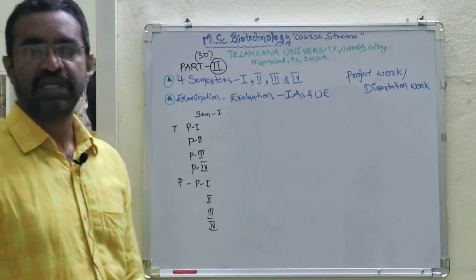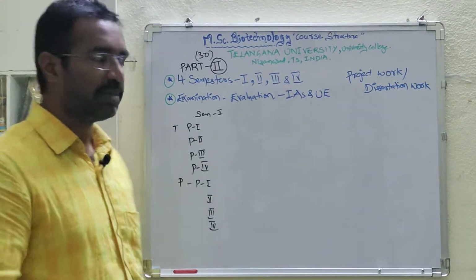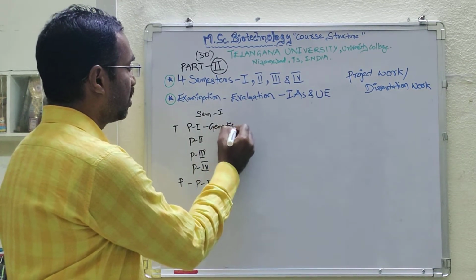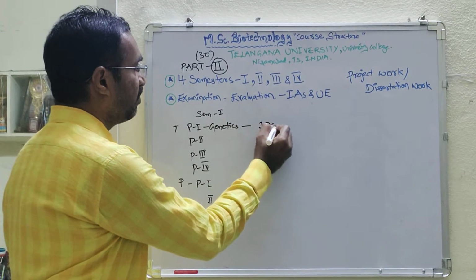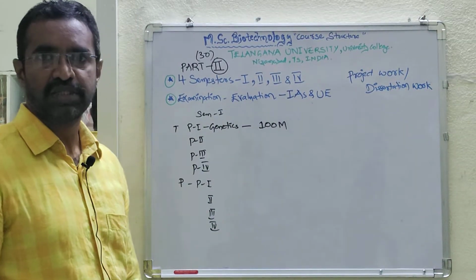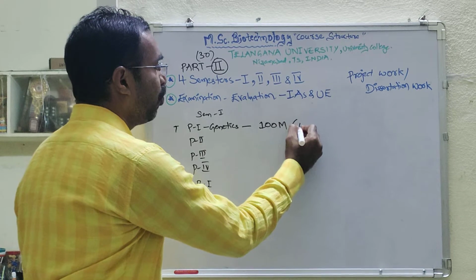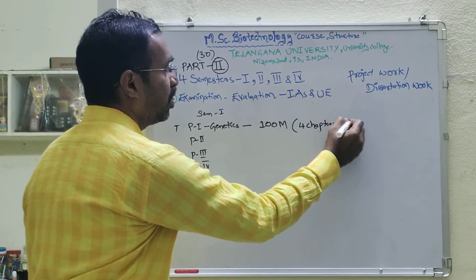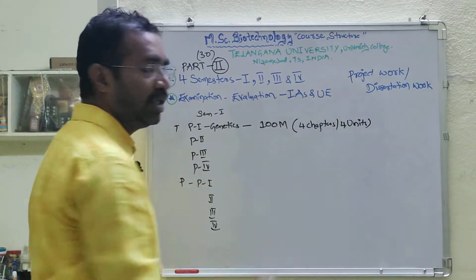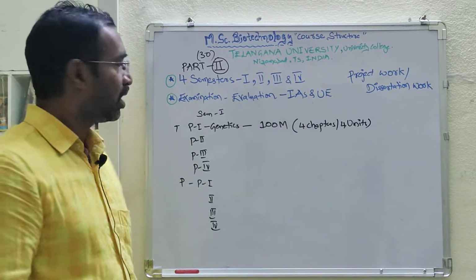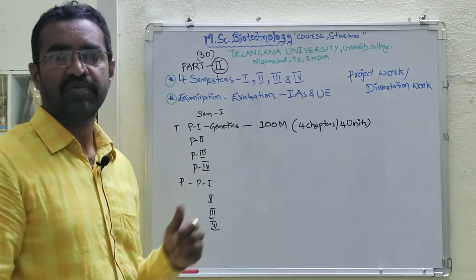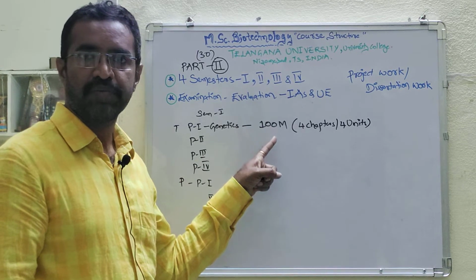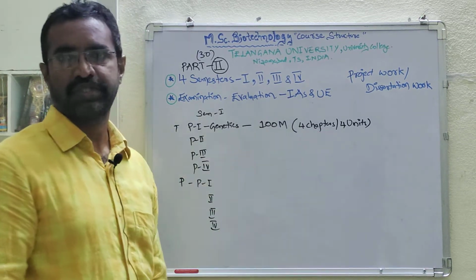If you see the further details of the papers, the first paper is going to deal with genetics. Each paper is evaluated for 100 marks, and each paper has 4 chapters, which we can also call 4 units. So Semester 1 has 4 papers, each with 100 marks and 4 credits or 4 chapters.